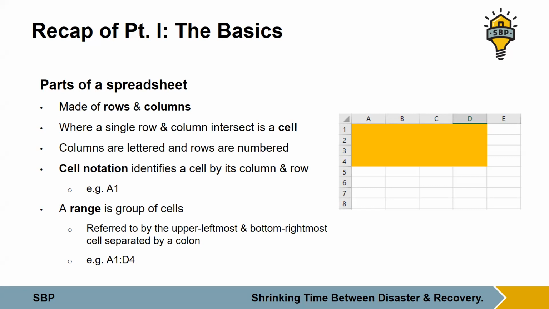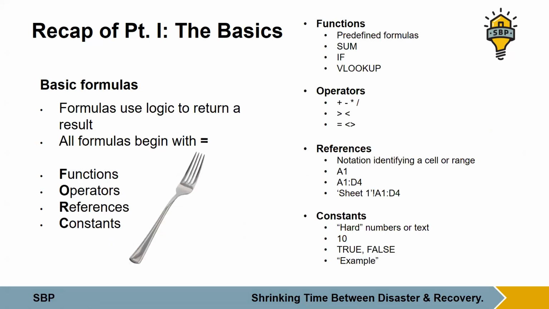And then a range is a group of cells, and it's referred to by a notation of the upper leftmost and bottom rightmost cell separated by a colon. So that would be like A1:D4. And this example here is highlighted, and that's important for you to know a range. Again, just a recap of the basics.